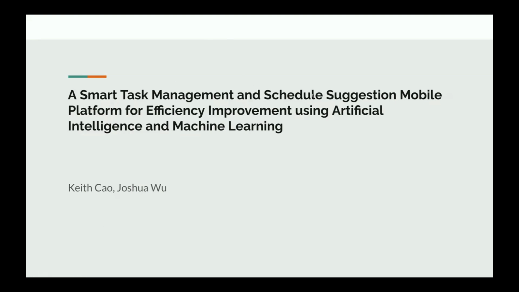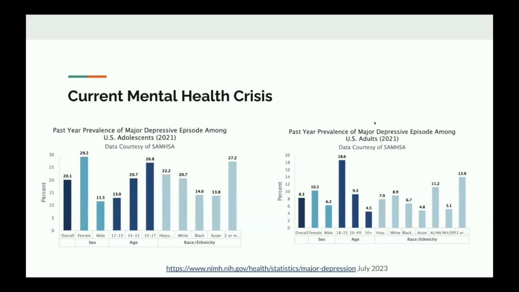So this is a presentation on a smart task management and schedule suggestion mobile platform for efficiency improvement using artificial intelligence and machine learning. There is a current mental health crisis in the United States where many adults suffer from depression or other anxiety disorders.